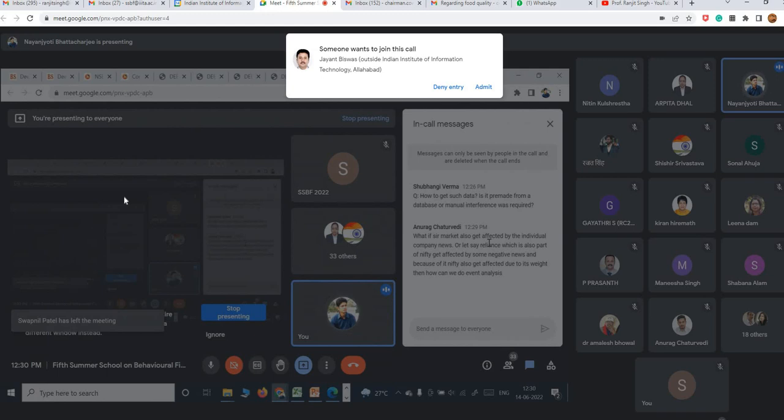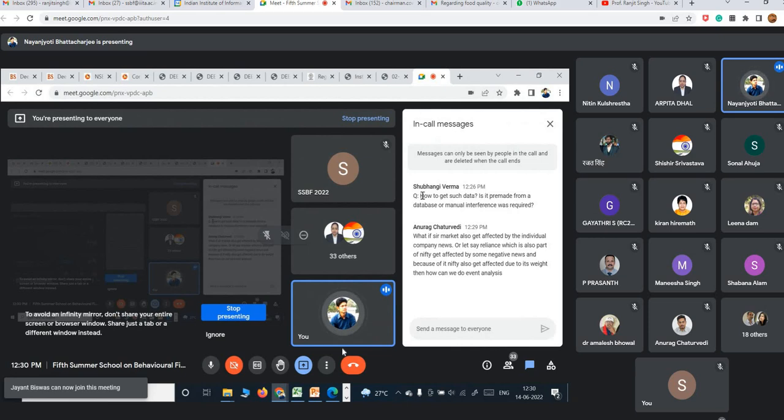So with this, I will formally end the sessions that I am supposed to deliver. But I have two questions here. The first one is: how to get such data? Is it pre-made from a database or was manual intervention required?